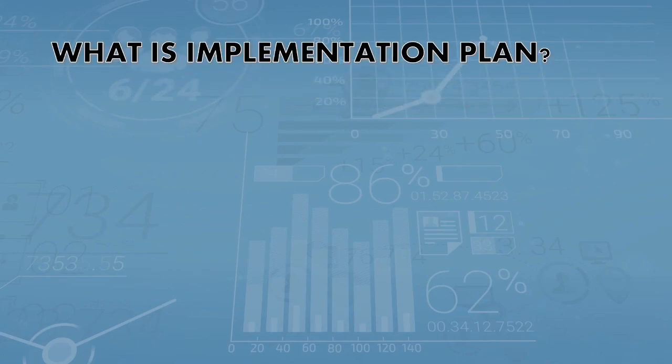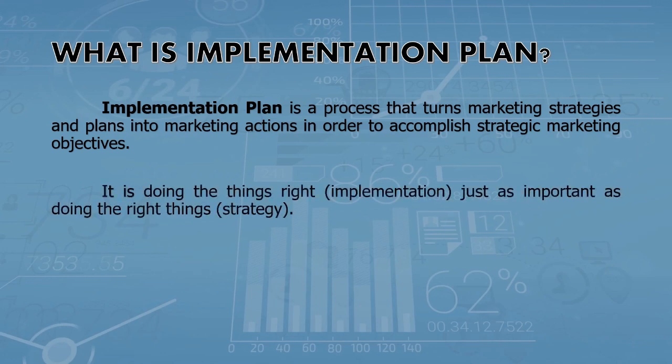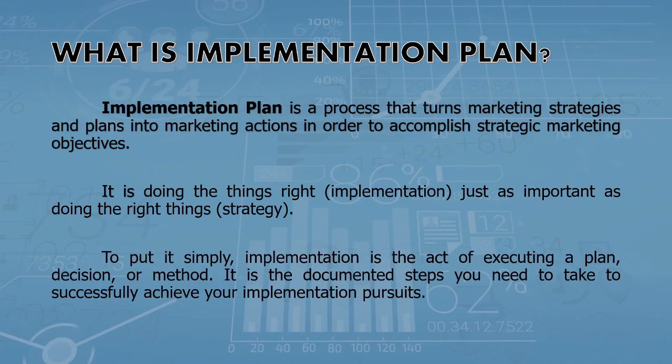So what is an implementation plan? An implementation plan is a process that turns marketing strategies and plans into marketing actions in order to accomplish strategic marketing objectives. Doing things right is just as important as doing the right things. To put it simply, implementation is the act of executing a plan, decision, or method. It is the documented steps you need to take to successfully achieve your implementation pursuits.